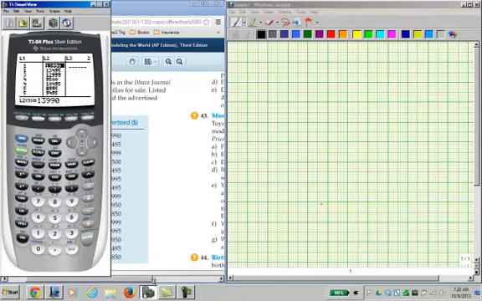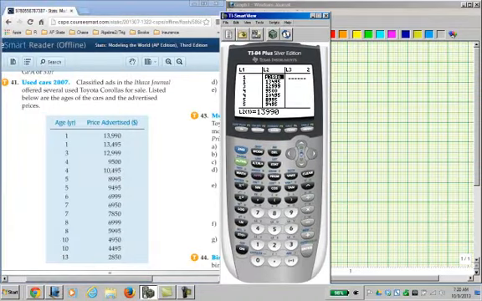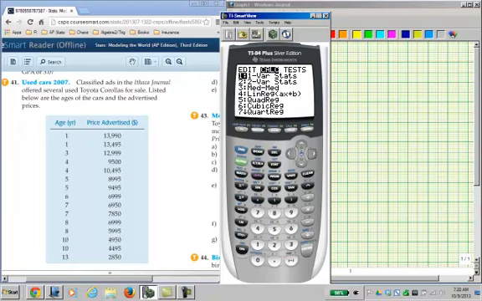Okay, so let's go to the data for problem 41, and here's what we're going to do. Make sure that diagnostics is turned on. I'm going to do that right now. So second, catalog, and then the diagnostics. Okay, diagnostics on. I'm going to do stat, calc, one variable stats for L1. It defaults to L1, so I hit enter.